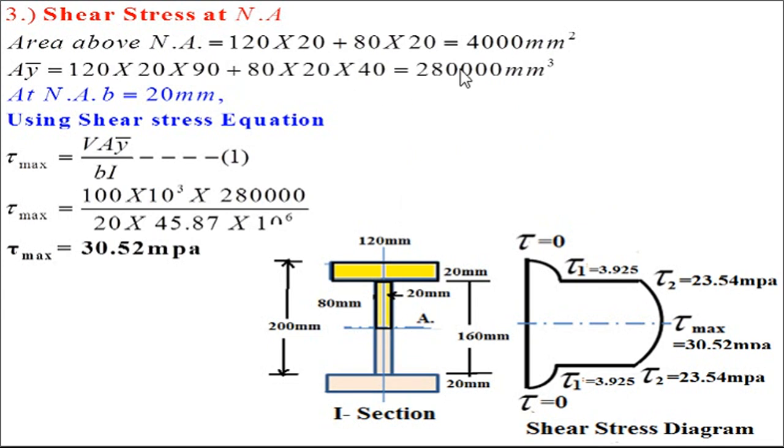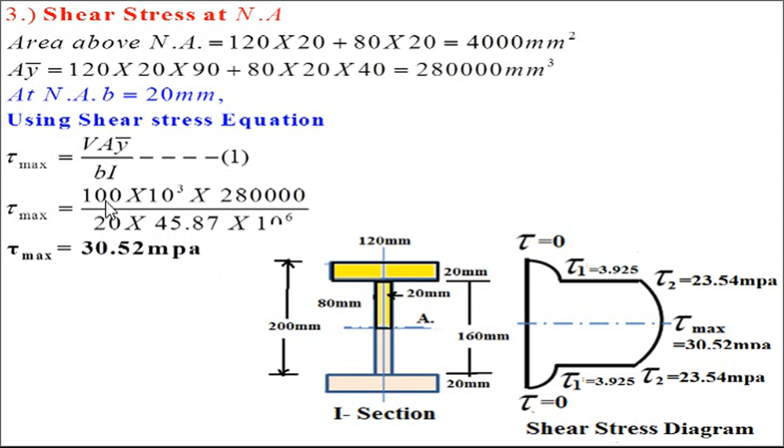So if you add this total, you will get 22,83,000, which will be the area of this particular section. And then at the neutral axis, what is the width here? Because in the equation we have the terms VAy bar upon Ib, means again width is there. We are calculating at NA, at the neutral axis. At the neutral axis the width is 20 mm. That's why here you have taken 20.